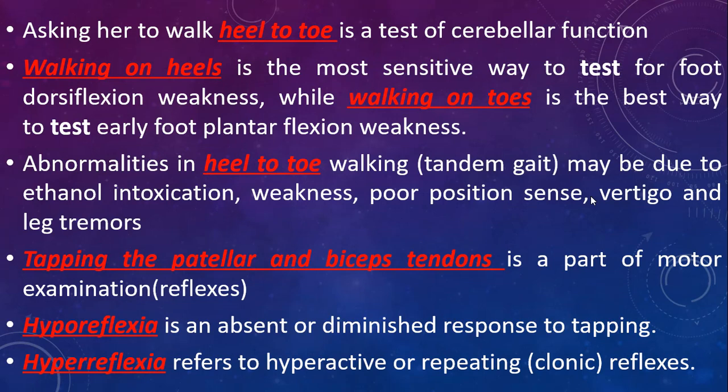Asking her to walk heel to toe is a test of cerebellar function. Walking on heels is the most sensitive way to test for foot dorsiflexion weakness, while walking on toes is the best way to test early foot plantar flexion weakness. Abnormalities in heel to toe walking, tandem gait, may be due to ethanol intoxication, weakness, poor position sense, vertigo, and leg tremors.